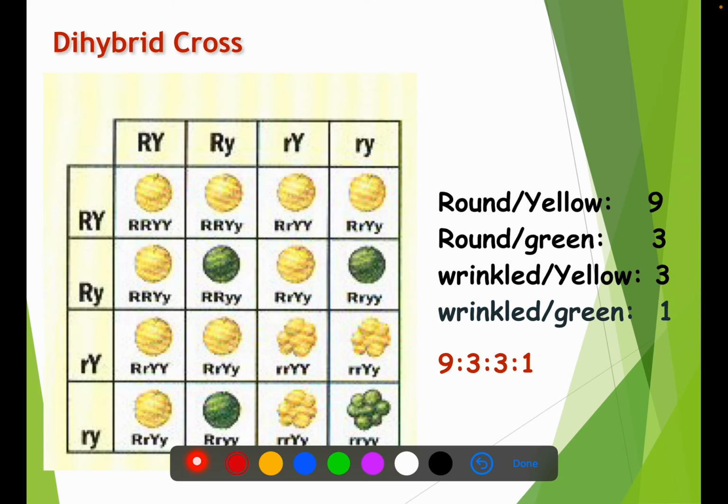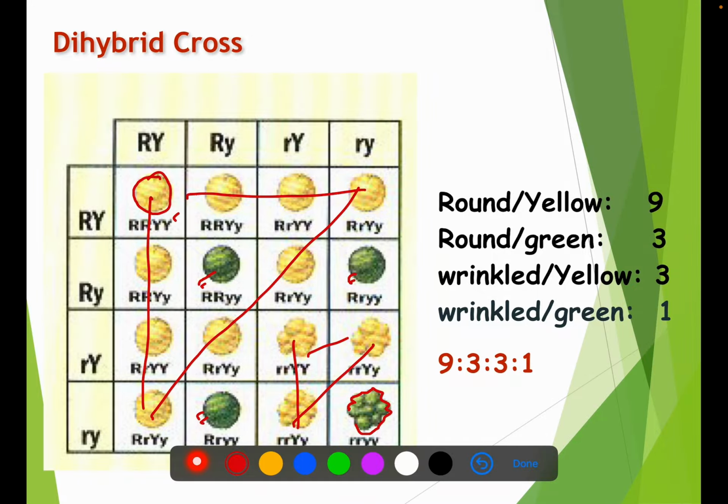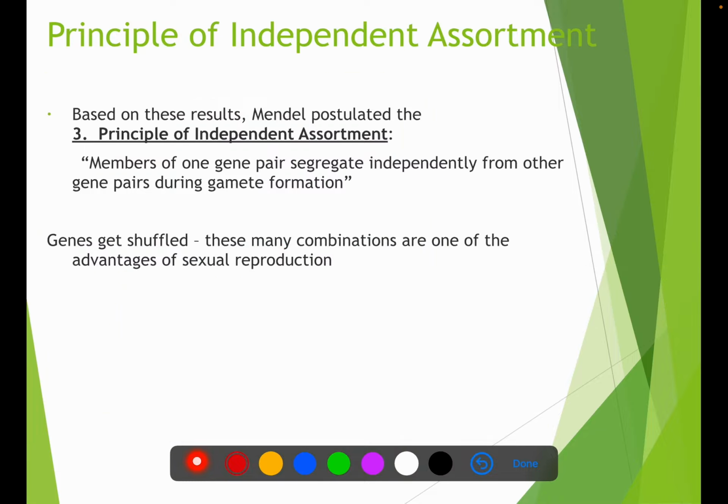So this is in shape they are showing, see. So this is wrinkled and green, so round and yellow, so these are 9, round and yellow 9, then round and green, you see 3, then wrinkled and yellow 3, and then wrinkled and green 1. So this is the dihybrid cross. Now in the dihybrid cross, what we are able to understand is that through the dihybrid cross Mendel explained the principle of independent assortment. What happens here?